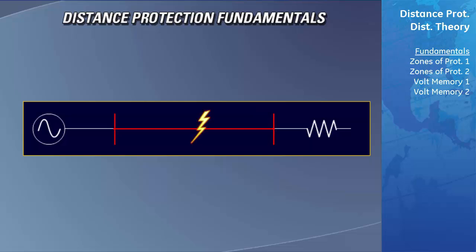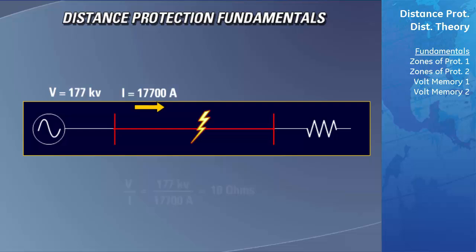When this fault occurs on the transmission line, thus cutting off the path of current to some of the load, the system impedance will decrease. This decrease in impedance will cause the current to increase and the voltage to decrease. This changes the ratio of current over voltage to match the new impedance of the line.